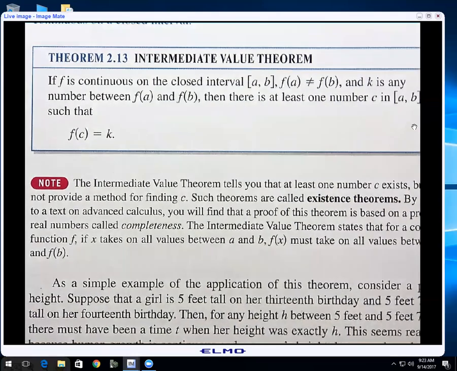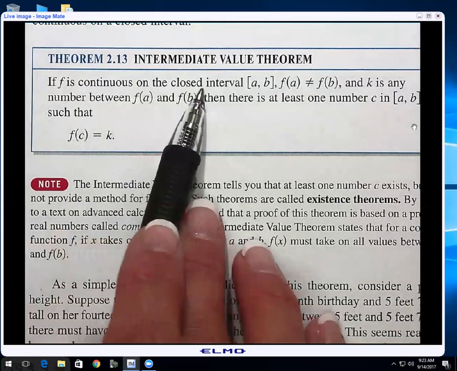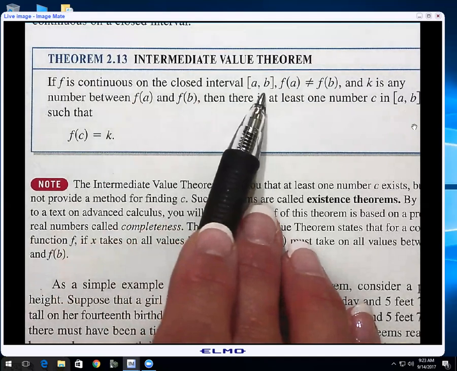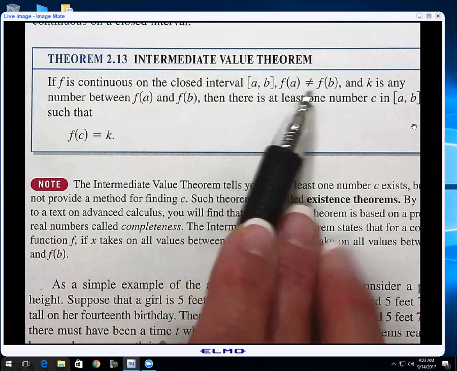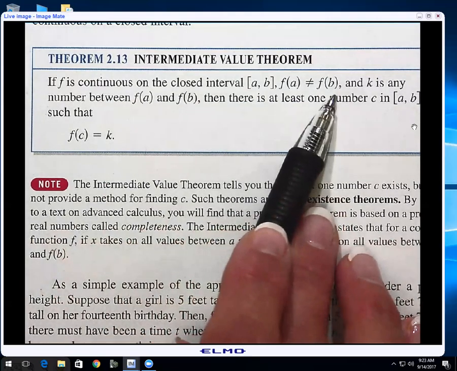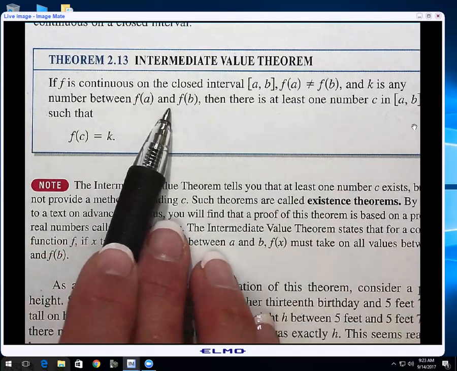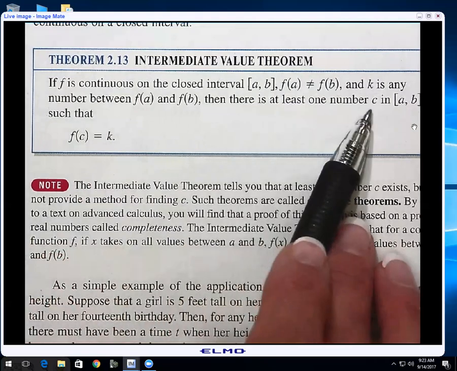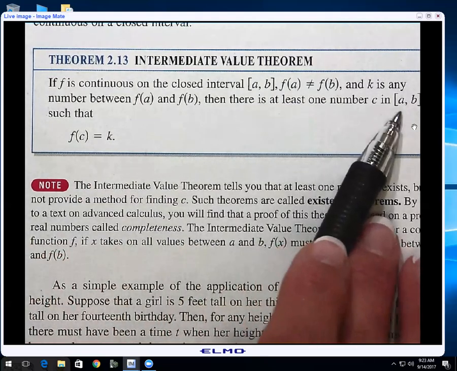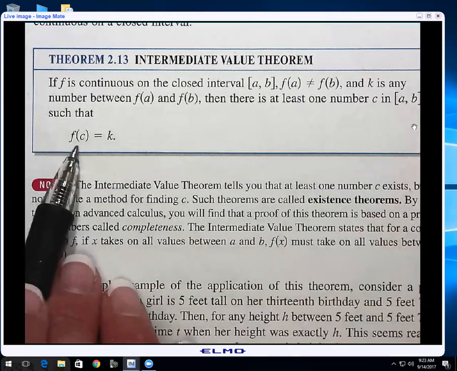Well, one other tiny thing, and we're not really going to use this, but I would feel like a bad person if I didn't tell you. The intermediate value theorem. The intermediate value theorem just says if f is continuous on a closed interval from A to B, and f of A doesn't equal f of B, in other words, these two y values aren't the same, and k is any number between f of A and f of B, then there's at least one number c in the closed interval from A to B such that f of c equals k.